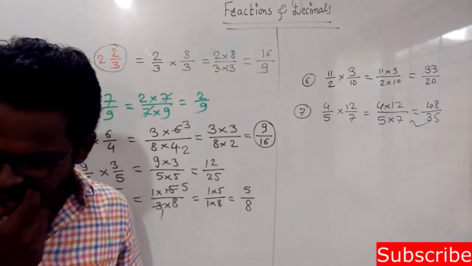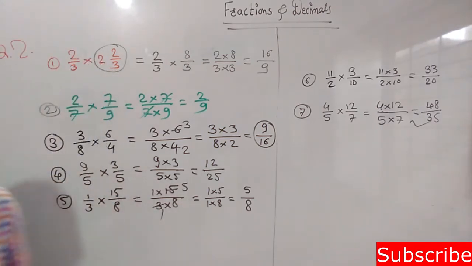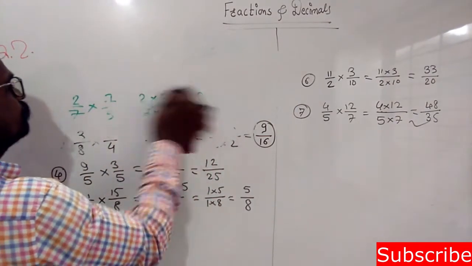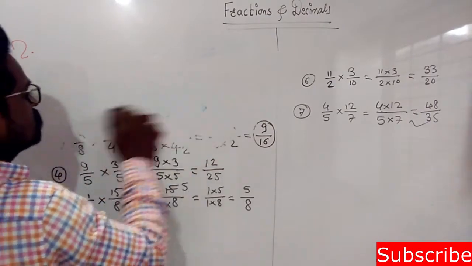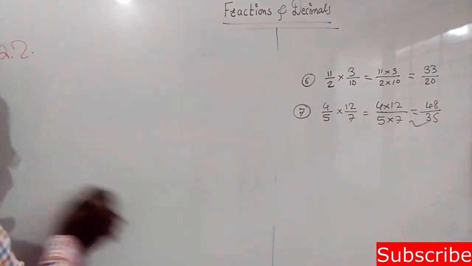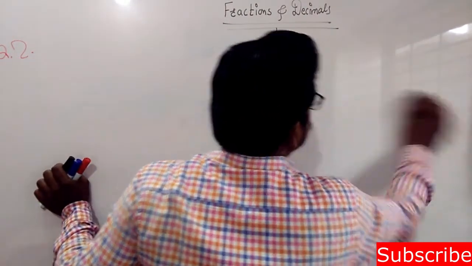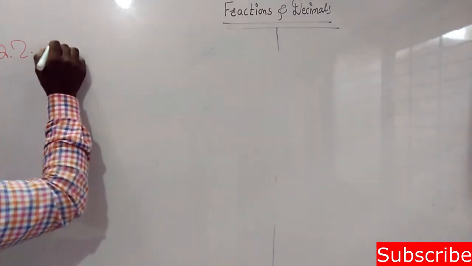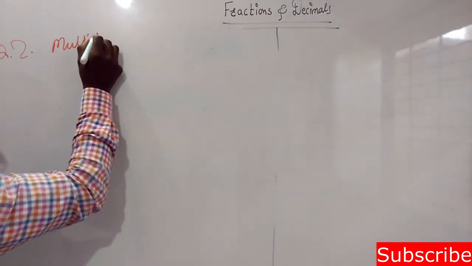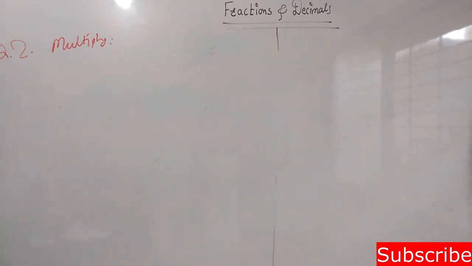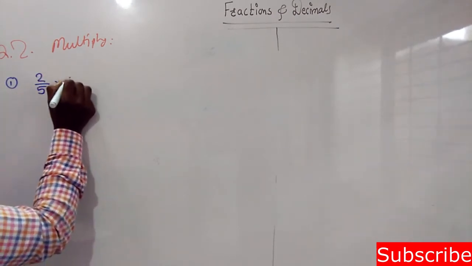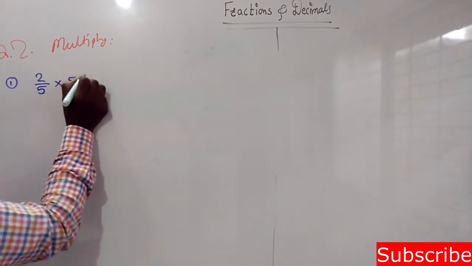Okay, now let's discuss question number 3. Question number 3, multiply the following fractions. Again the same type of question is there. Multiply the following fractions. Okay, in that, number 1, the first one is 2 by 5 into 5 whole 1 by 4.